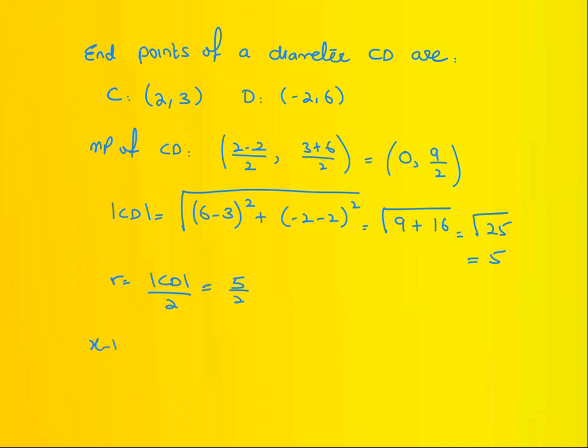And the general form is x minus h whole square plus y minus k whole square equal r square, which we know now is x minus 0 is just x, so that's x squared, plus y minus 9 by 2 square equals 5 by 2 whole square. If r is 5 by 2, r square is 25 by 4. So this is the equation of this particular circle which has a diameter CD.